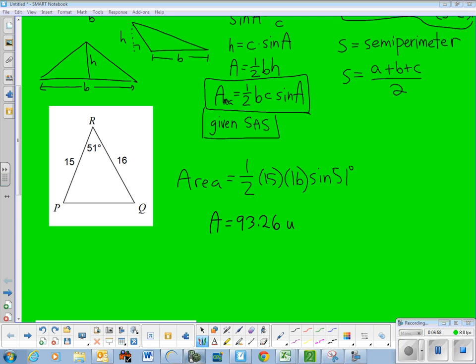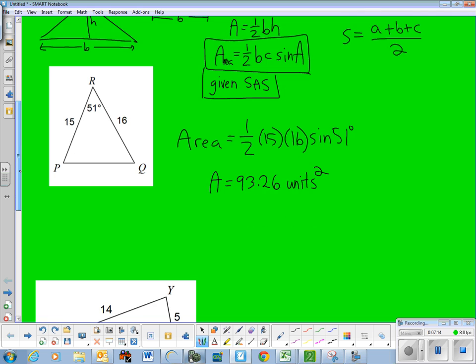And if you want to be real proper, put units squared, whatever units the 15 and 16 are in. If they're in inches, then this would be square inches, and so on. The 93.26 is the important part right now, using our new formula. All right, let's move along.